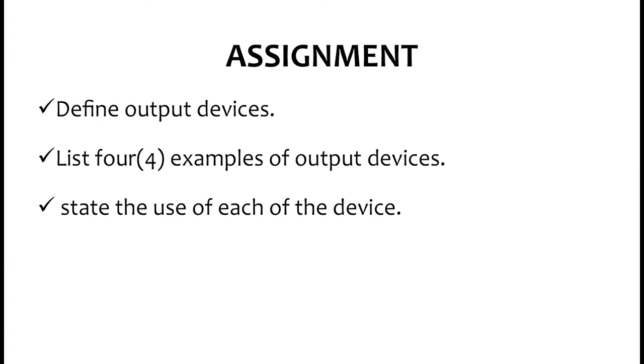The assignments would be, number one, define an output device or define output devices. Number two, list four examples of output devices. Number three, state the uses of each of the devices, that is, the output devices you've listed in number two. I come again. Number one, you define output devices. Number two, list four examples of output devices. And number three, state the uses of each of the devices listed in number two.